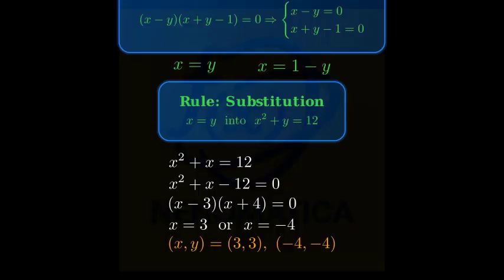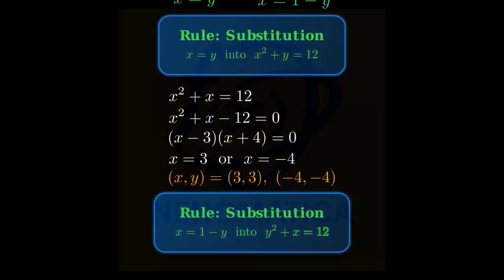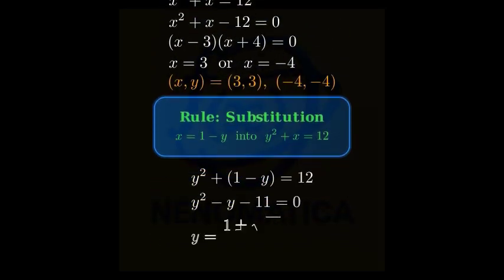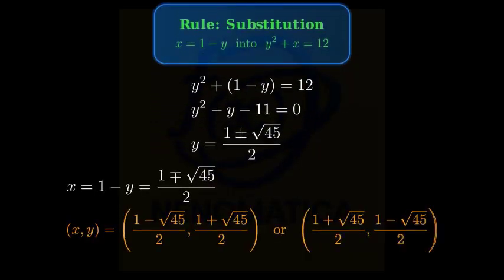Now solve case 2, x equals 1 minus y. Substitute into the second equation. Solve the quadratic in y using the quadratic formula. Then compute x equals 1 minus y to get the matching ordered pairs. To summarize, the complete solution set contains 4 ordered pairs.